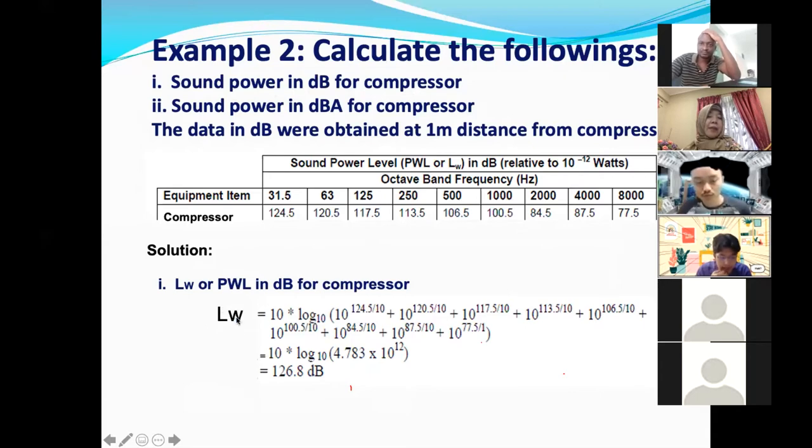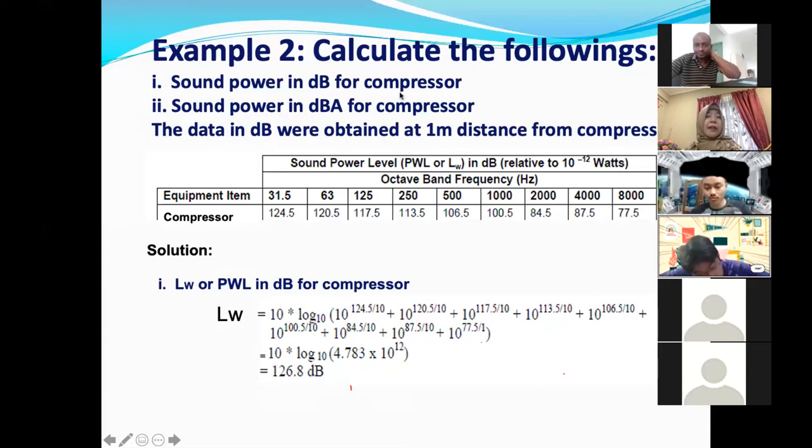To get the sound power in dB, we need to add all of this, add all these values, frequency 31.5, 63, 125, 250, and so on. But remember, you cannot add arithmetically. You must use log. You can see here, 10 times log of 10 to the power of the individual reading divided by 10, plus 10 to the power of the second reading divided by 10, plus 10 to the power of the next reading divided by 10, and so on. So this is the sound power level, but the unit is dB.